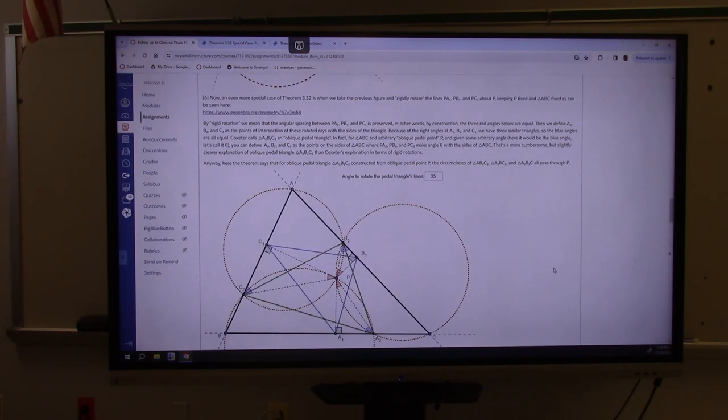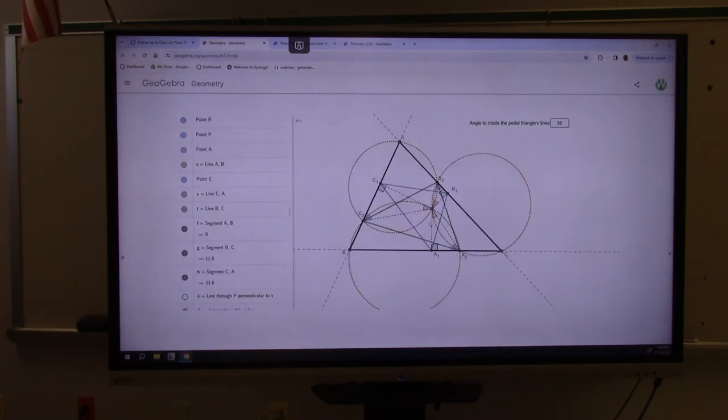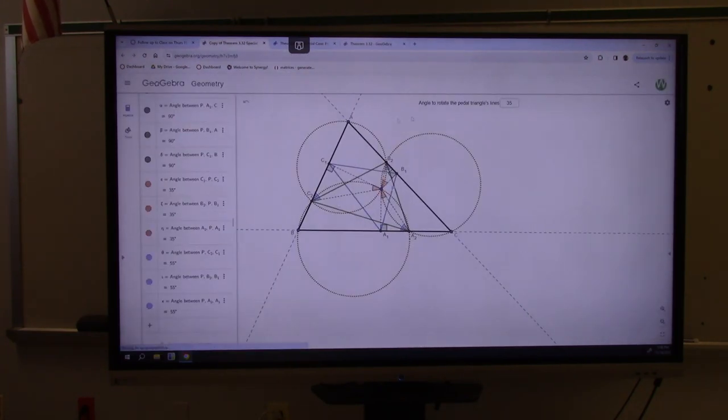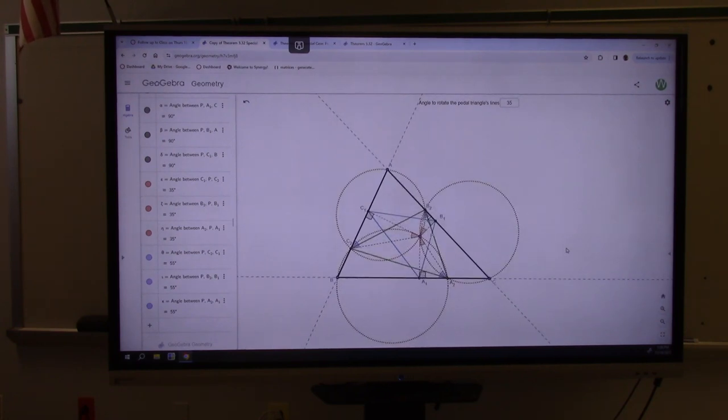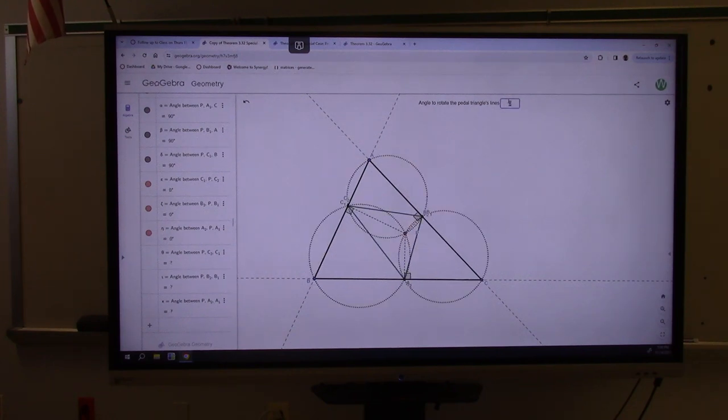Then Coxeter says, let's just try something new. After all, the pedal triangle is just the triangle where you happen to drop perpendiculars. But what if you dropped other things? What does that mean? Well, if you change this to zero, we're back at the exact figure we had a minute ago.